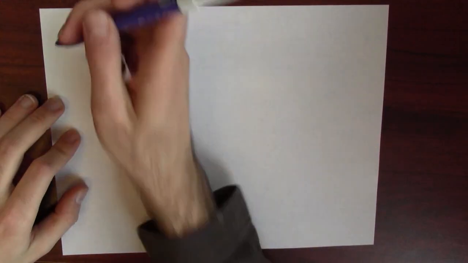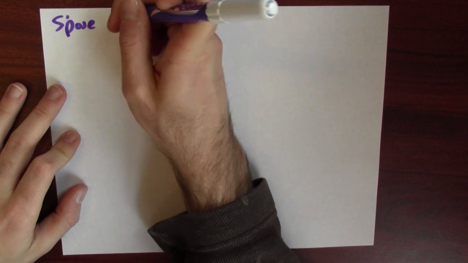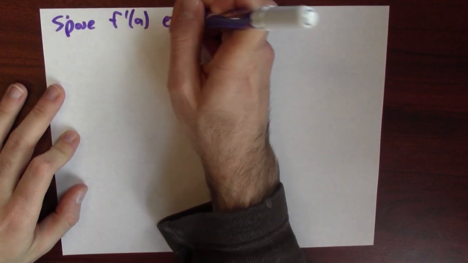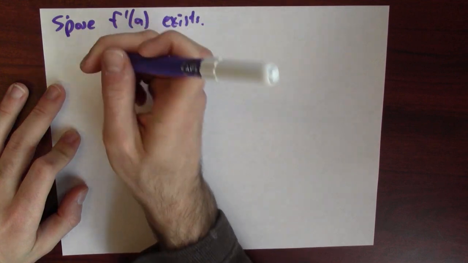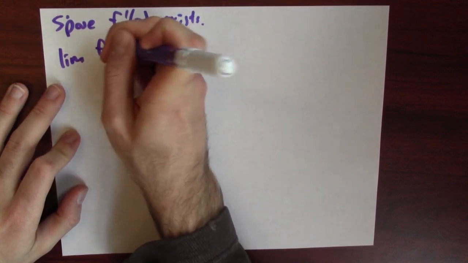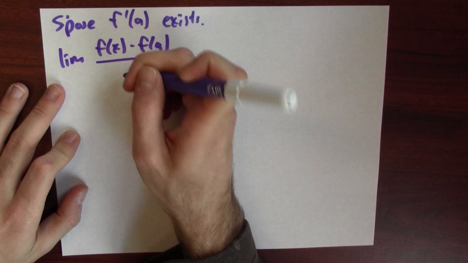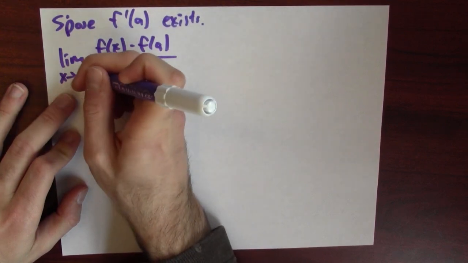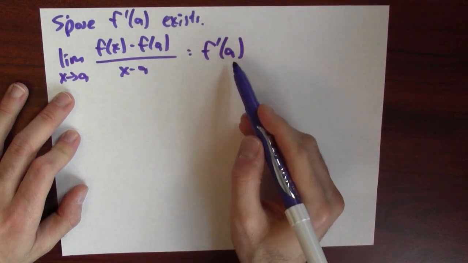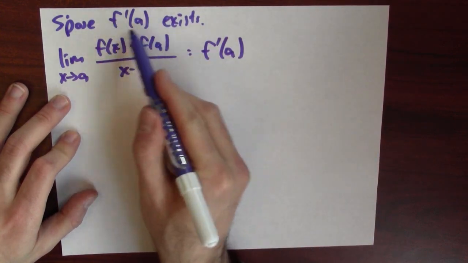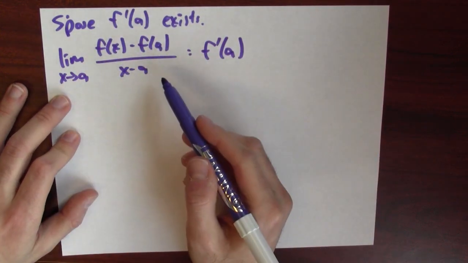Morally, we know that a differentiable function is continuous, but we're advanced enough at this point in the course to give a precise argument using limits. Here we go. Let's suppose that f prime of a exists. In other words, that means a certain limit exists. What limit? Well, the limit of f of x minus f of a over x minus a as x approaches a. This limit of a difference quotient computes the derivative of the function at a. So to say that the derivative exists is to say that this limit exists.